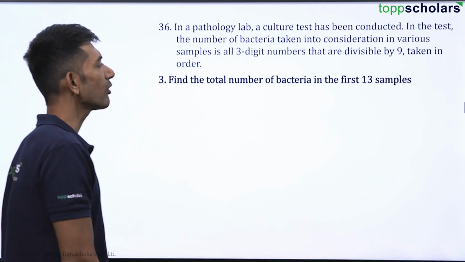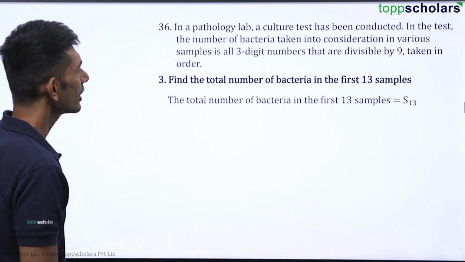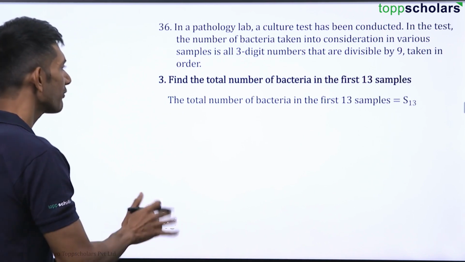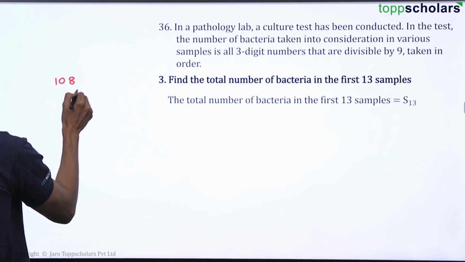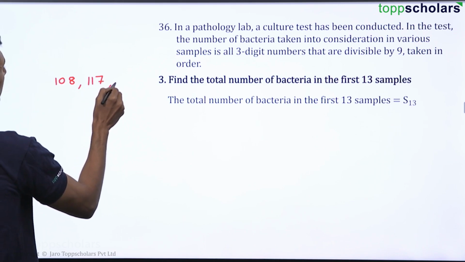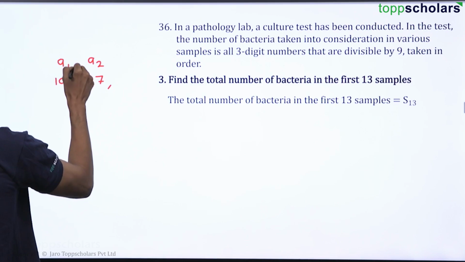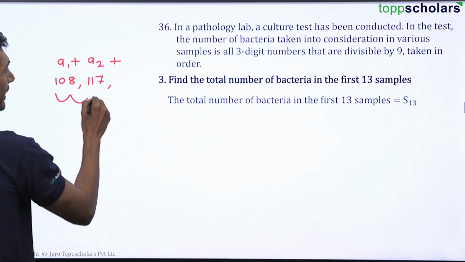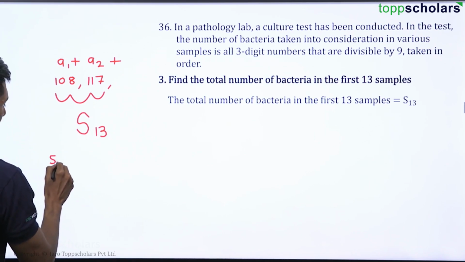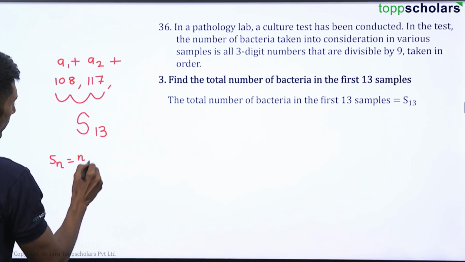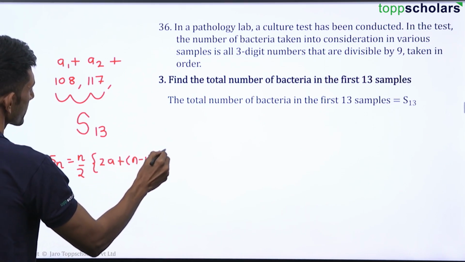Find the total number of bacteria in the first 13 samples. So what will be the total number of bacteria? The total number of bacteria in the first 13 samples. See, in first sample it is 108, second sample 117, and so on. So can I say this is first sample A1, A2. So we have to add all of them. How many? 13. So we are supposed to find out S13. That means you will use the formula for Sn, which is n by 2 into 2a plus n minus 1 into d. Correct?